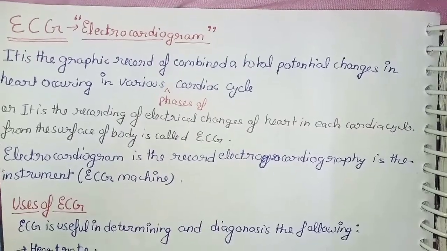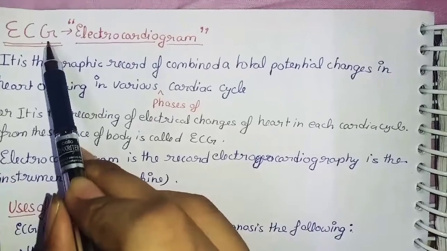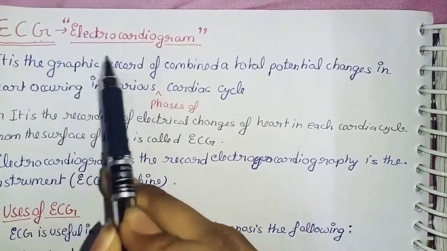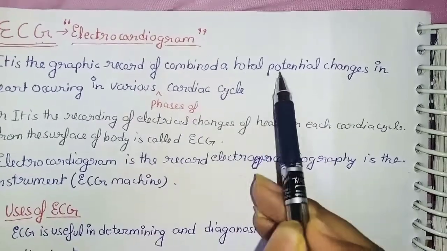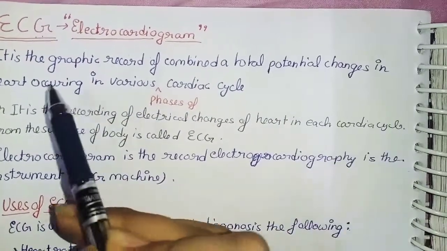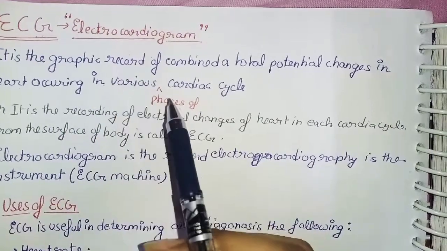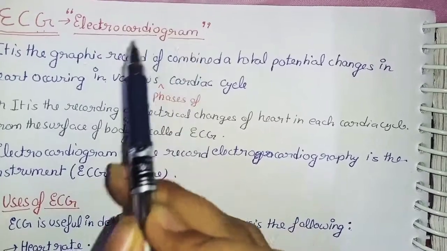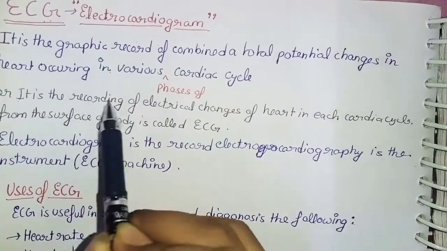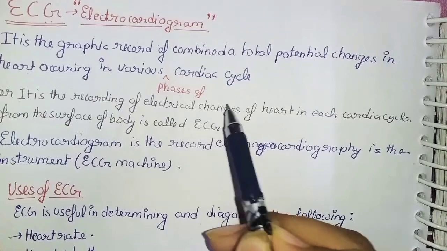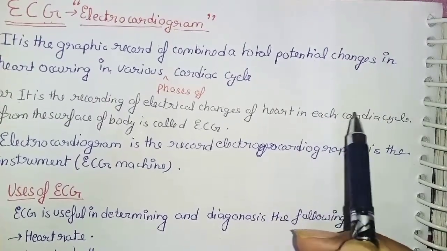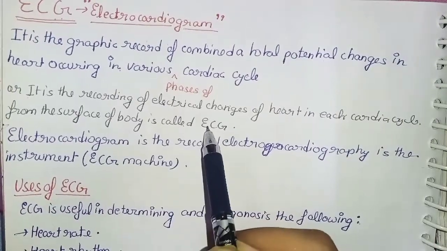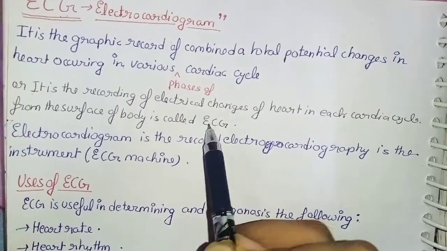Today's topic is ECG. What is ECG? ECG is electrocardiogram. It is the graphic record of combined total potential changes in the heart occurring in various phases of the cardiac cycle. Or it is the recording of electrical changes of the heart in each cardiac cycle from the surface of the body. This is the definition of ECG.